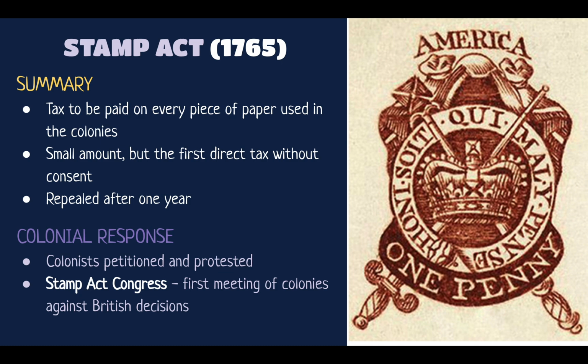So you can survive without sugar and avoid having to pay the tax on sugar from the Sugar Act. But it's kind of impossible to avoid using paper in the colonies in the 1760s. So that's why we consider it a direct tax. It applies to everyone, and they were not asked for their opinion on it. So it's without their consent.